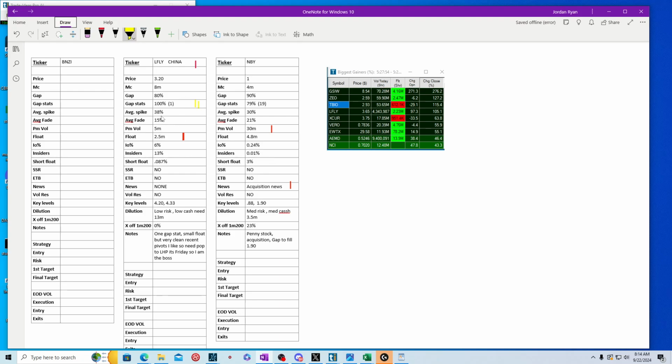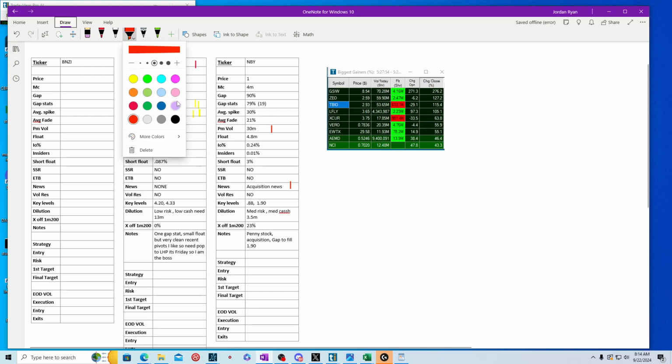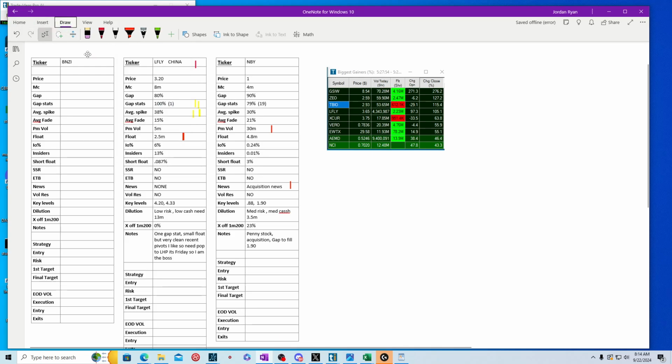I'll also do average spike. The average spike on the gap stats, 38%. I'll mark that as a warning because this thing has a high average spike, and it's also a higher average spike than average fade, which doesn't necessarily mean I won't trade. I'll just be aware at the open, okay, this thing has a high average spike, but it's only one gap or so. Can I really trust these? So that's why I don't like only one gap stat. It doesn't stop me from trading the stock, but I like it when they have at least 4 gappers or more.